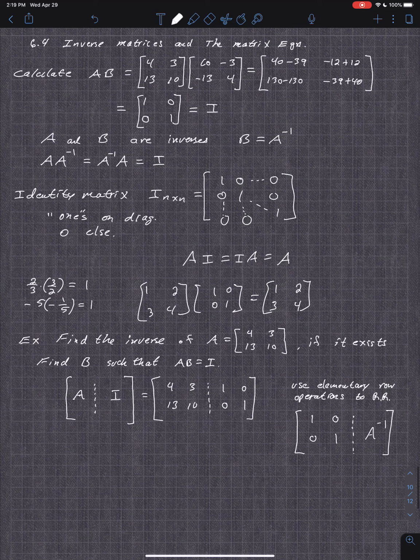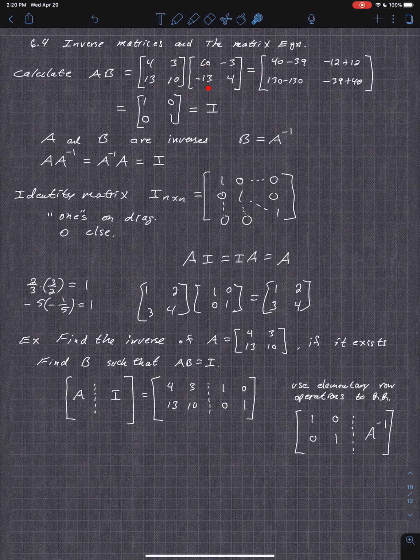So let's look at some examples of inverses, starting 6.4 actually, which is on inverses. Okay, so go ahead and you can pause and write down some of this, but I want you to calculate, so maybe just write this down and calculate that product. So you do the product, it's over here, you get 40, 39, and then negative 12 and 12, and then this product, and then that product. You do that calculation and you get the identity matrix 1, 0, 0, 1, which is equal to I.